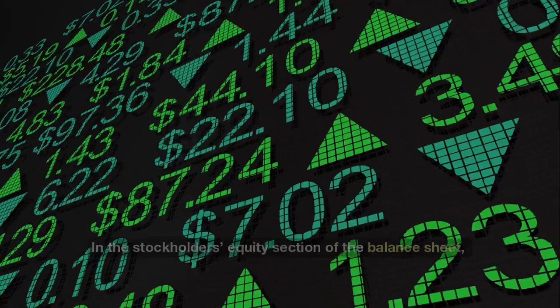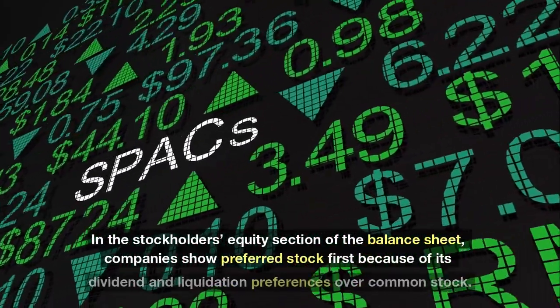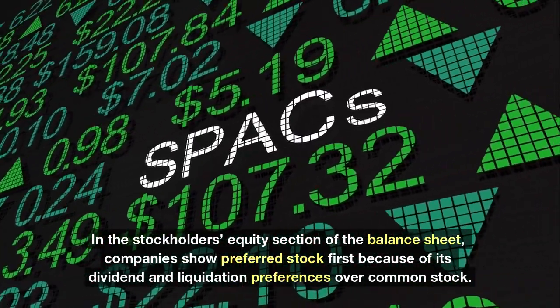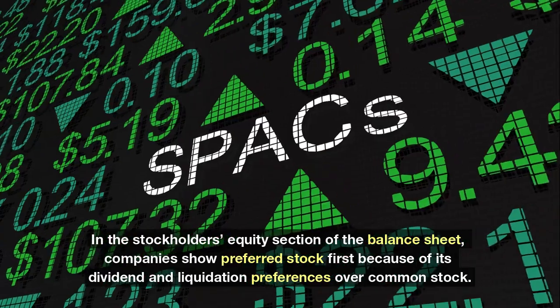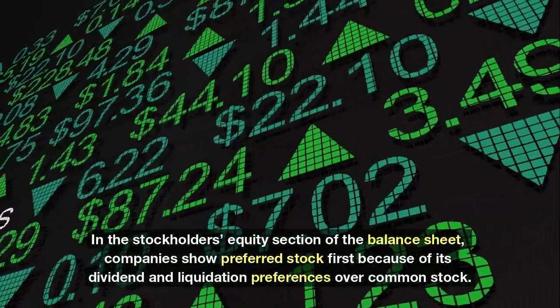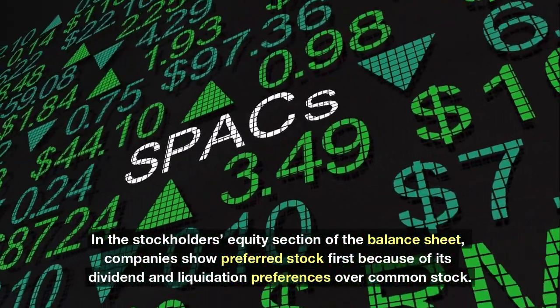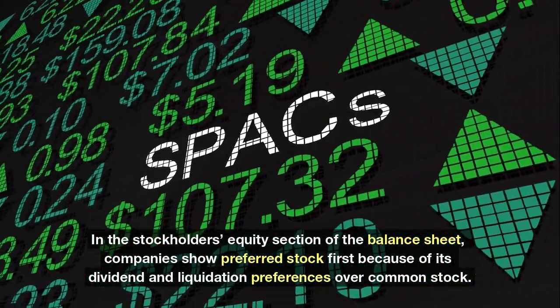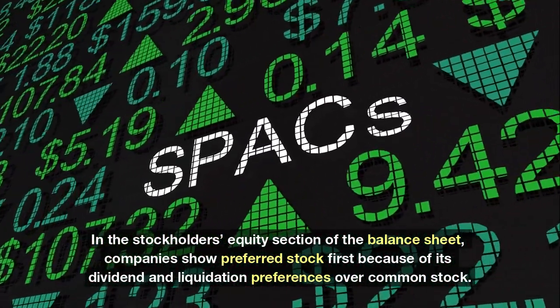Now, just like common stock, preferred stock can be issued either at par value or with no par value. In the shareholders' equity section of a company's balance sheet, the company will show preferred stock first and then common stock later. The reason is that preferred stockholders have preference in terms of dividends and liquidation.